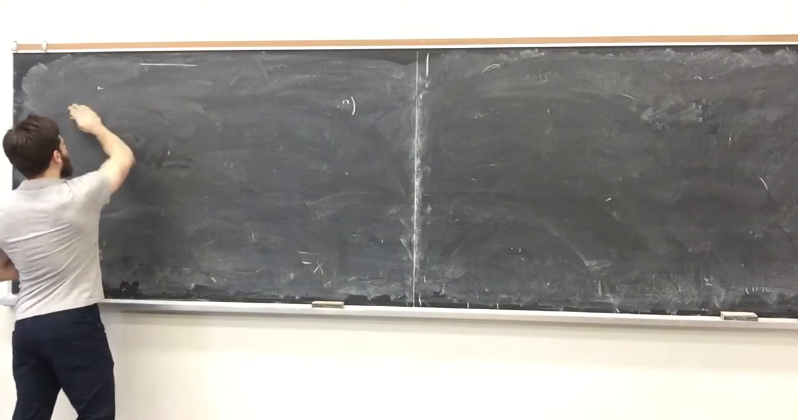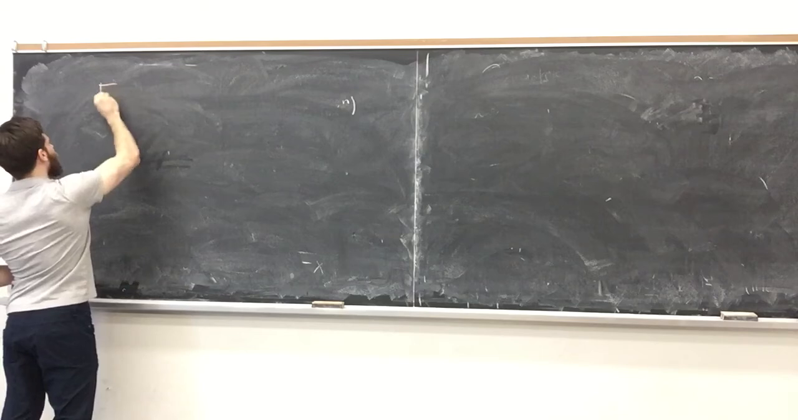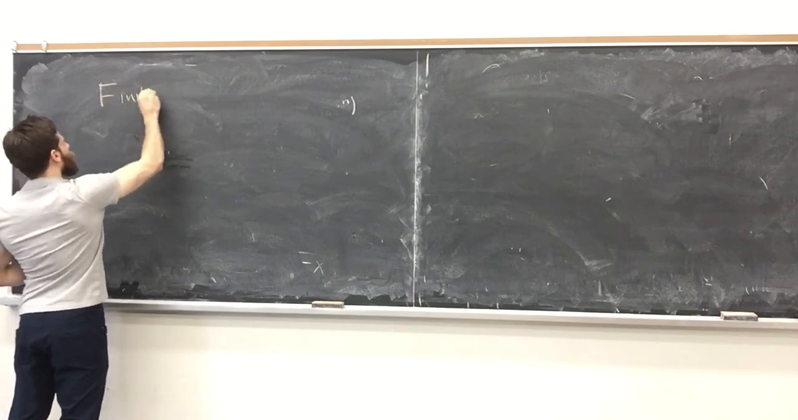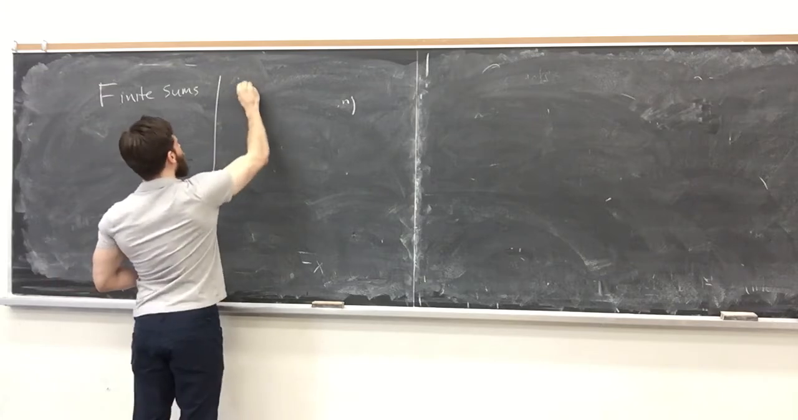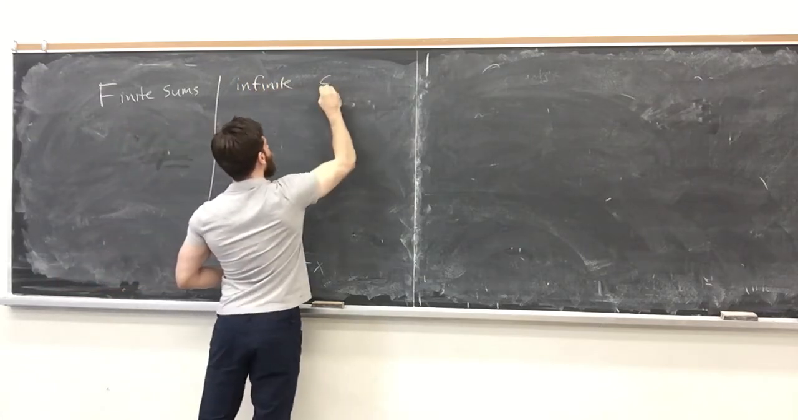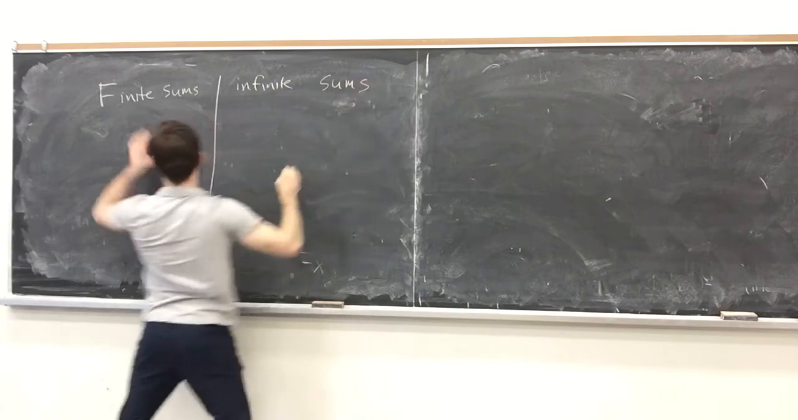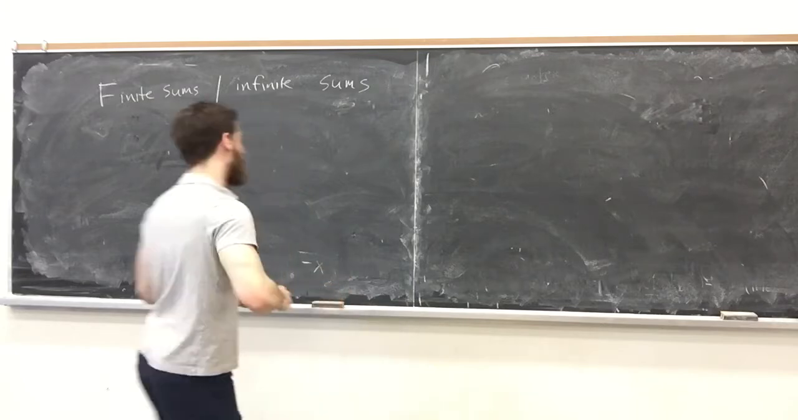So let me just briefly recall. This is chapter 9.2 in the textbook. Let me recall briefly finite sums and infinite sums. These are basically the two different kinds of sums that there are. Finite sums are basically what you think of when you think of sums. You just add together finitely many numbers.